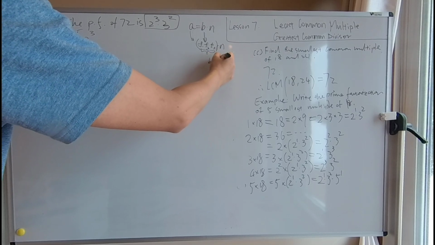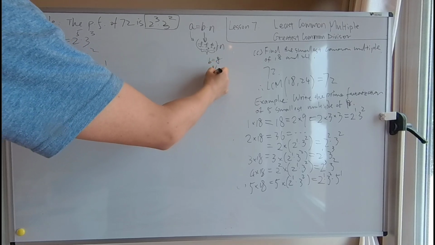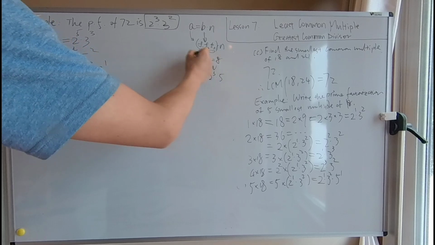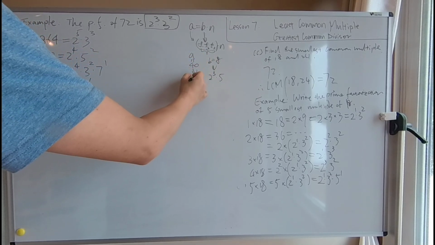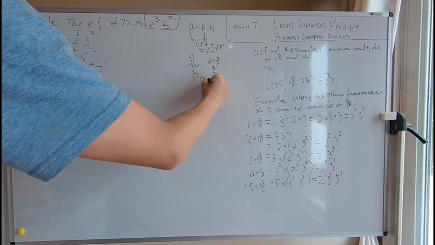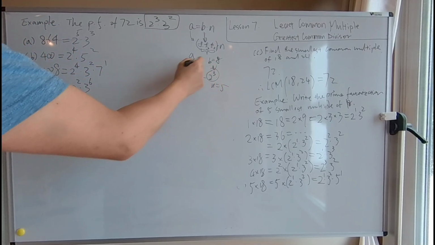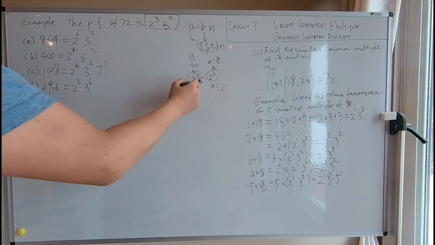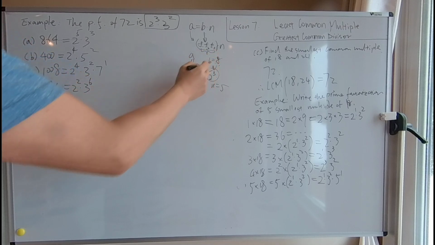For example, if b is 8, it contains three 2's. So if I multiply by another 5, this means a equals 40, and it can be written like this, with n equal to 5. They both have 2 cubed in the two numbers, and number a even has more factors. So this number is definitely a multiple of the other number.